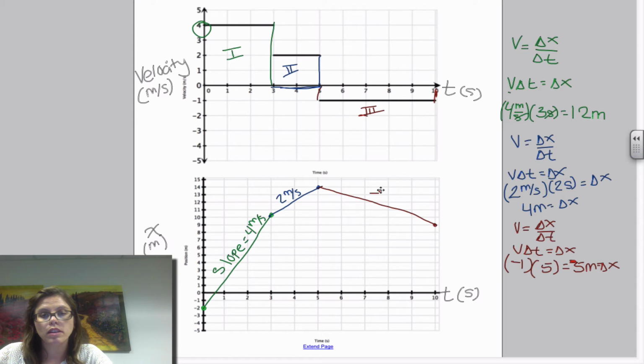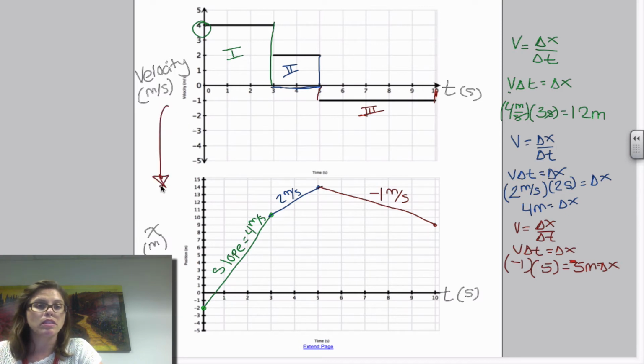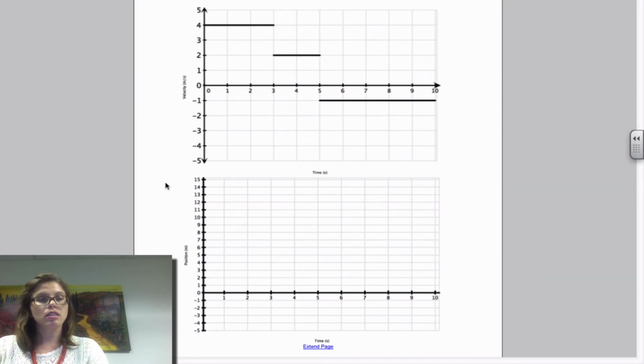And the slope was -1 meters per second. So that is how you go from a velocity time graph to a position time graph for constant velocity. All right, so now let's go to the next page.